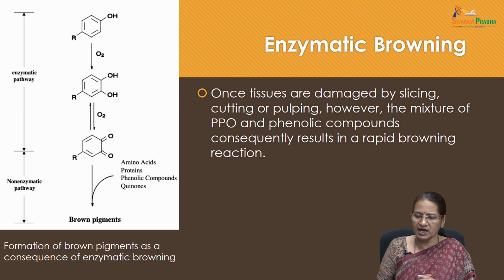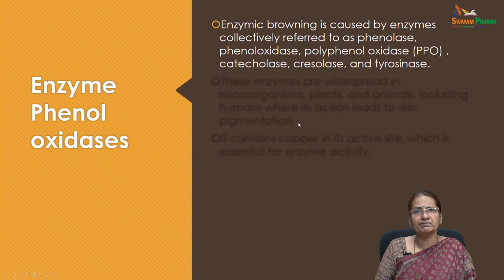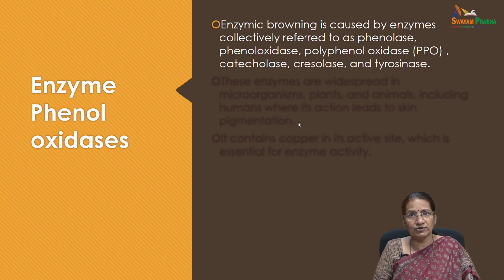Once tissues are damaged by slicing, cutting, or pulping, however, the mixture of PPO and phenolic compounds consequently results in a rapid browning reaction. Enzymic browning is caused by enzymes collectively referred to as phenolase, phenol oxidase, polyphenol oxidase, catecholase, cresolase, and tyrosinase.